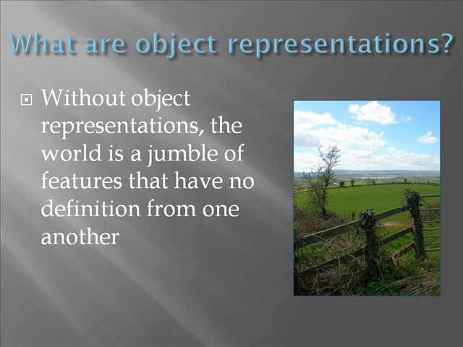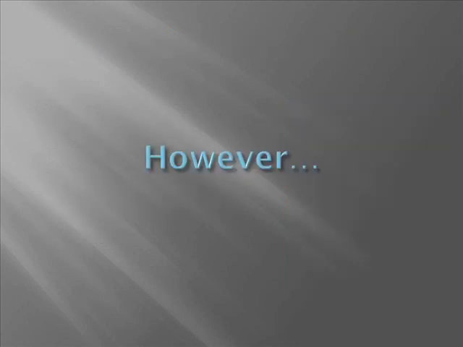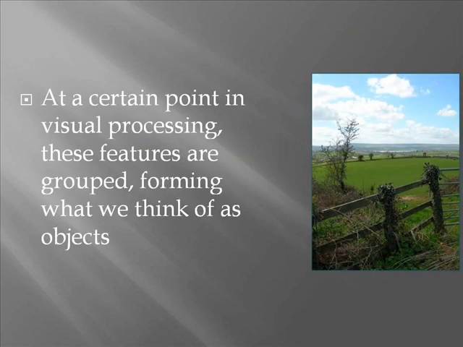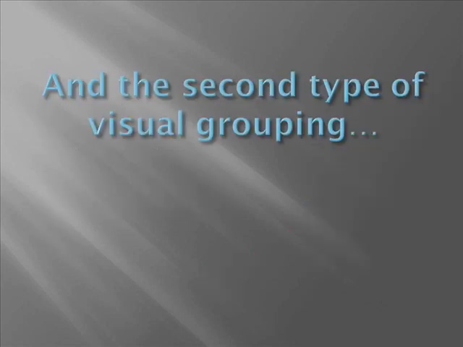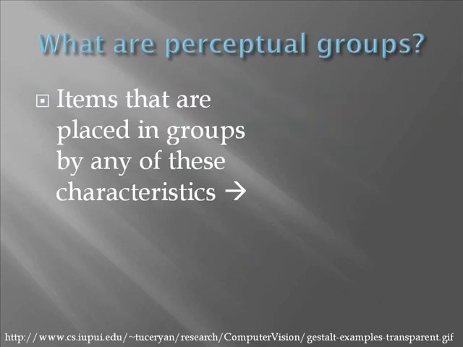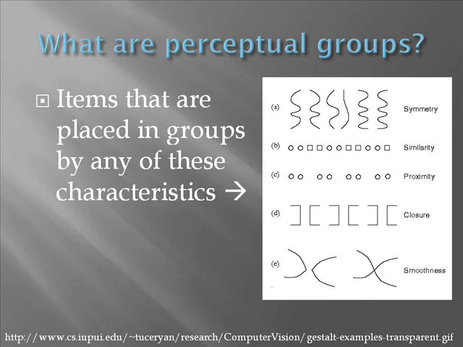Well, if you tried to view the world without them, everything would appear to be a meaningless jumble of features that aren't distinct from one another. However, our brains group these features at a certain point in visual processing, forming what we think of as objects. The second type of visual grouping studied in this experiment is perceptual grouping. In brief, perceptual groups are created when objects have symmetry, similarity, proximity, closure, or smoothness.